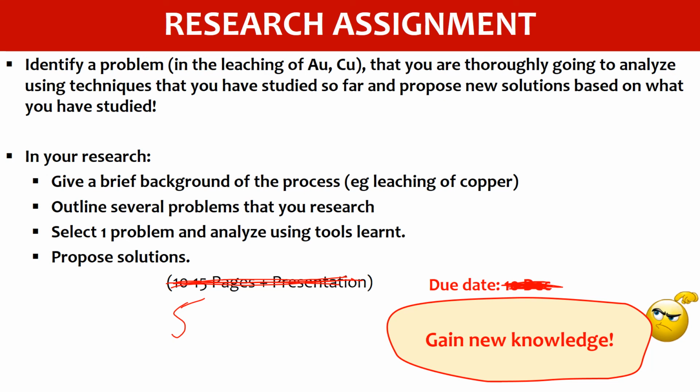Okay, so I would like you to identify a problem in leaching of gold or copper. Then you thoroughly analyze it using the techniques, especially of your electrochemistry that you would have studied already. Then propose new solutions based on the electrochemistry understanding that you now have. So in this research, give a brief background of the process, outline several problems that you have researched, and select one problem that you can analyze using the electrochemical processes, and then propose new solutions.